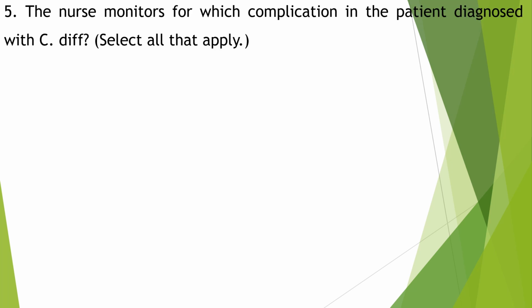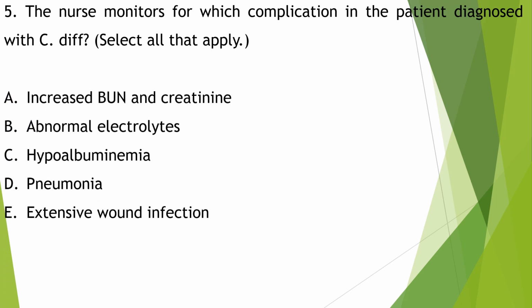The nurse monitors for which complication in the patient diagnosed with Clostridioides difficile. Select all that apply. Increased BUN and creatinine, abnormal electrolytes, hypoalbuminemia, pneumonia, extensive wound infection. So here you need to know about the complications of C. difficile infection.